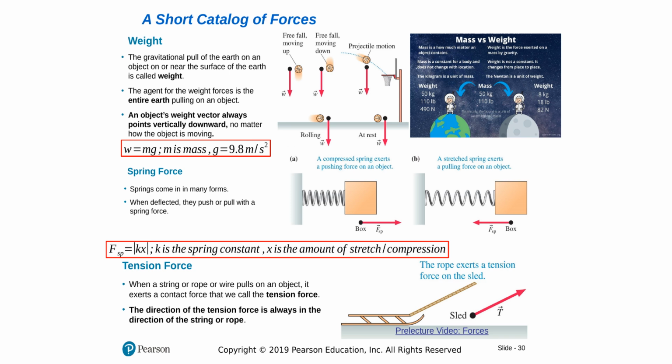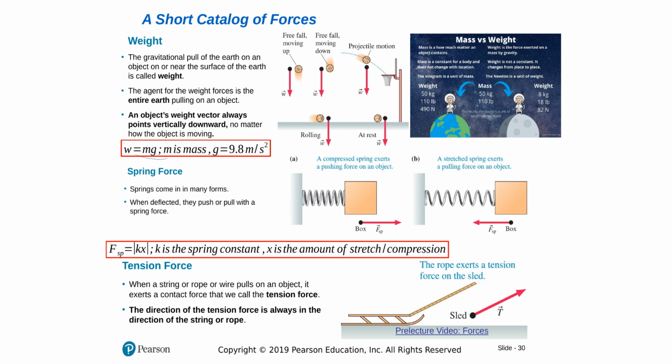We'll be talking about various forces in this section, so it's a good idea to have a description of those initially and shortly. As we use them, we'll go back and remember them. One is the weight force. It's simply the gravitational pull of the earth on an object on or near the surface of the earth, called weight. Weight is equal to the mass of the object times g, the gravitational acceleration, and the approximate value of g is 9.8 meters per second squared.